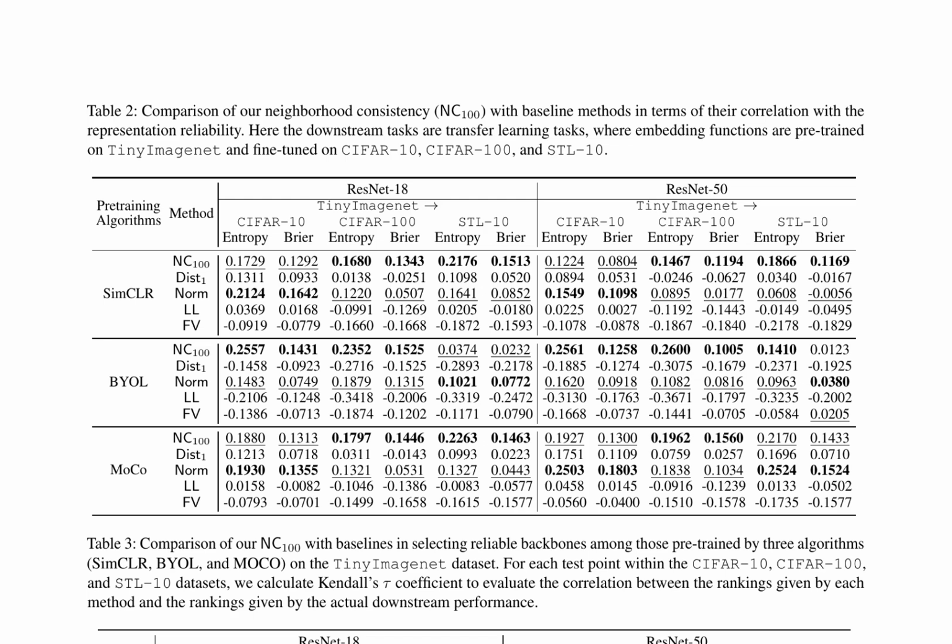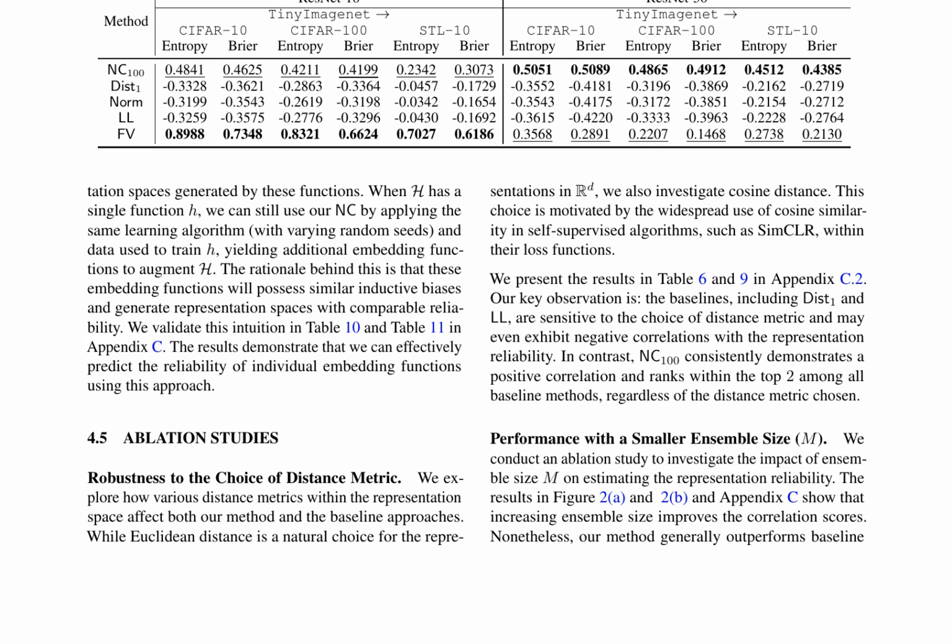Specifically, the NC100 method achieves correlation coefficients ranging from 0.1224 to 0.2557, indicating a positive relationship between the NC100 scores and the representation reliability. Table 3 presents a comparison of the NC100 method with baselines in selecting reliable backbones among those pre-trained by three algorithms, SimCLR, BYOL, and MoCo, on the tiny ImageNet dataset.